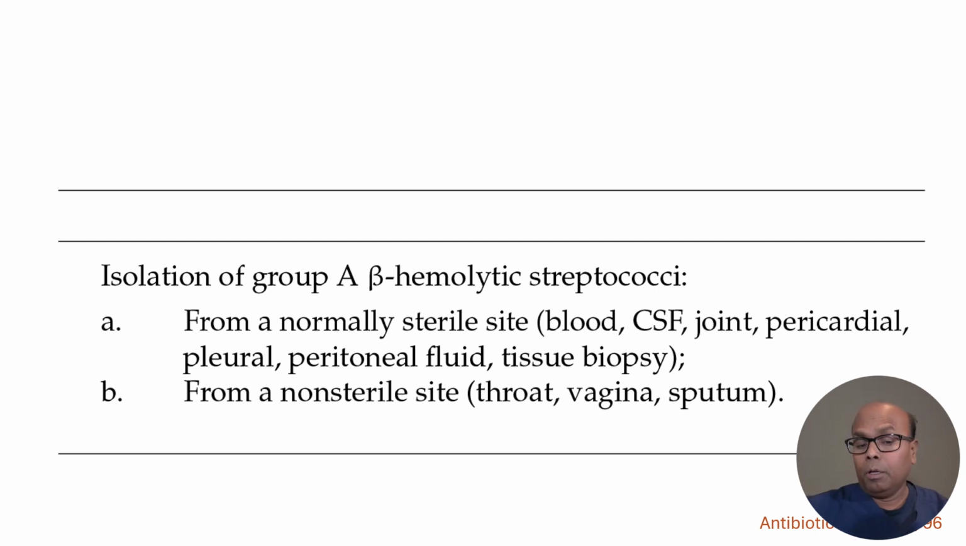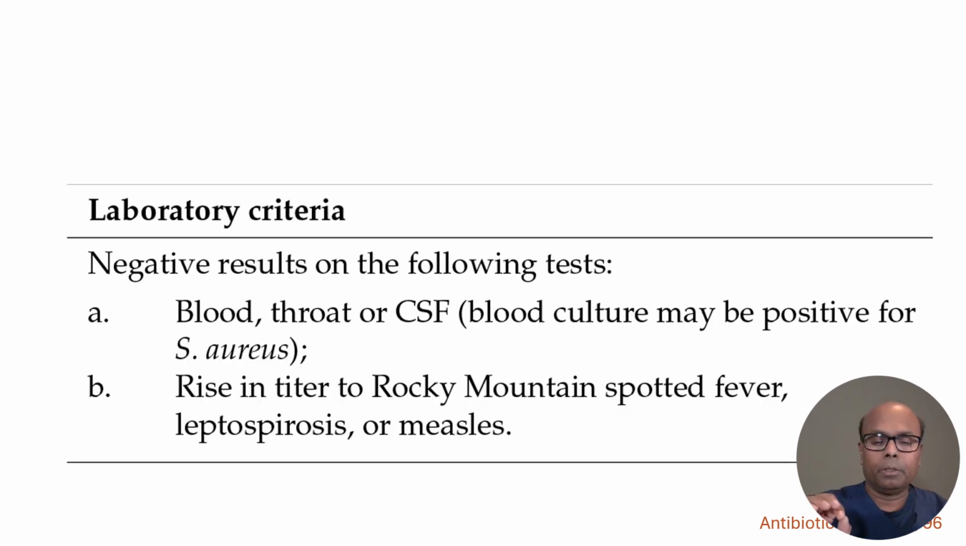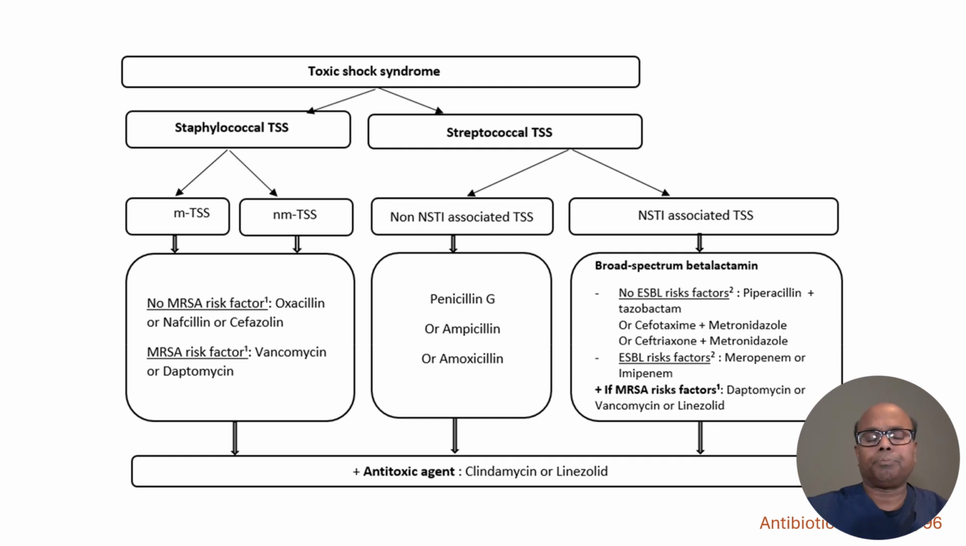How do you differentiate? By isolating streptococci from either sterile sites such as blood, CSF, joint, pericardial, pleural, or peritoneal fluid, and tissue biopsy. Sometimes you need to isolate beta-hemolytic streptococci from non-sterile sites such as throat, vagina, and sputum, and have negative results for Staph aureus.